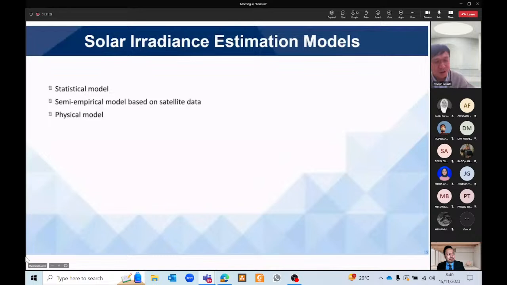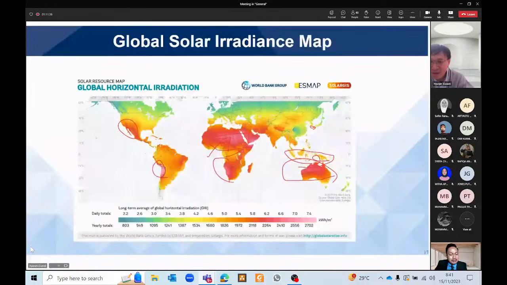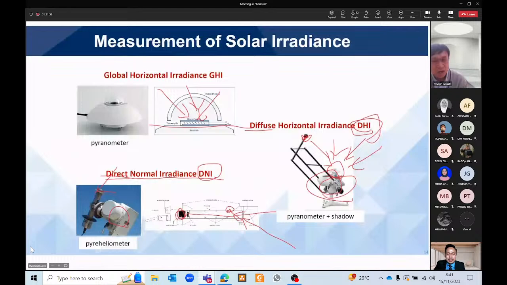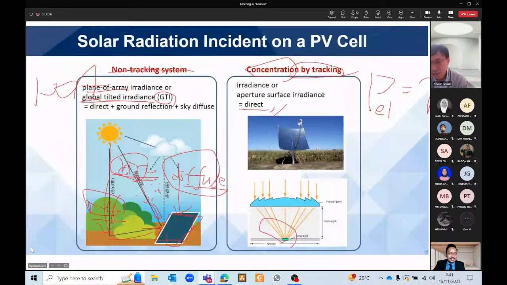But I have a question. Have you learned these basics before? Sorry, Professor, can you repeat the question? I just explained the basics of solar radiation. Have you been taught these topics before? Okay. Basics. These basics. Maybe I will translate to Indonesian. Student, have you ever learned about solar radiation and also the measurement of solar? Please answer. Some of them not yet, Professor.